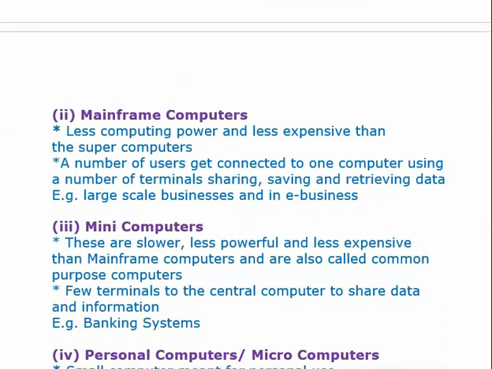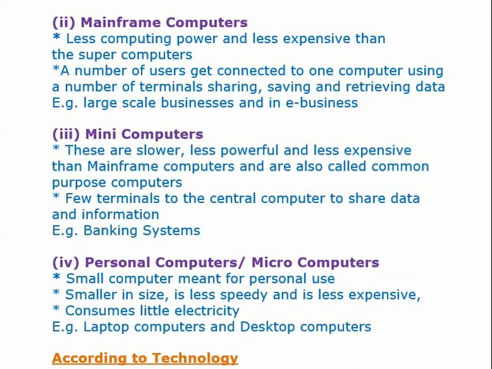Next most powerful computer will be mainframe computers. Many users can connect at once and access resources from the mainframe. These types of computers are used in e-business, large scale businesses. Example, internet. Whenever we access a website, the web server only provides the service. Millions of people connect to the web server and access millions of websites.